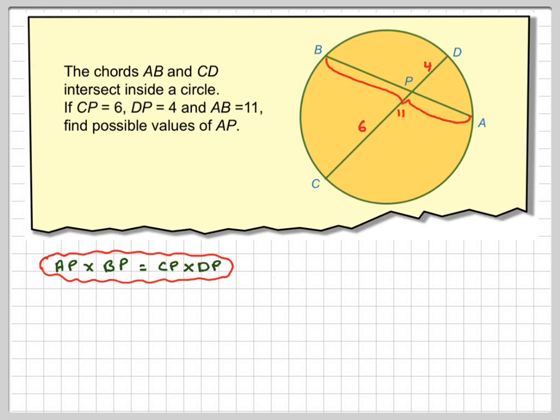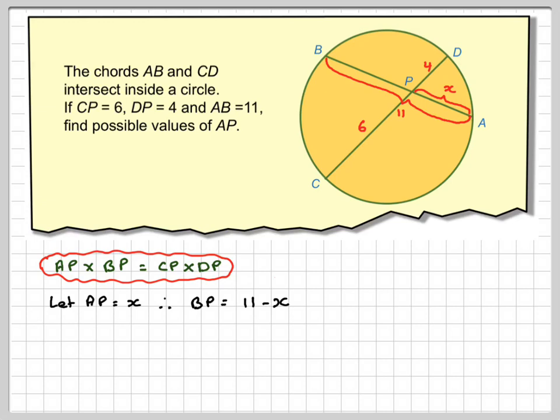And what we've got to find is distance AP. So we're going to let AP be x and see if we can form an equation for this. So let AP be x. What will be BP? Well, if this is 11 and this is x, then BP will be 11 minus x.